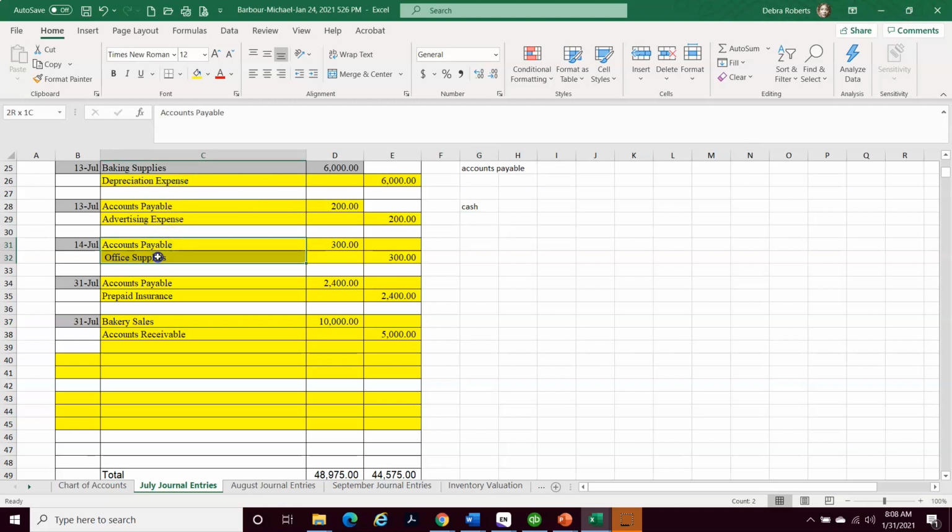Same thing here. The office supplies is an asset and you're increasing your asset. Why would you decrease it here? Credit, it should not be done. And you should not be debiting accounts payable because you paid with cash.